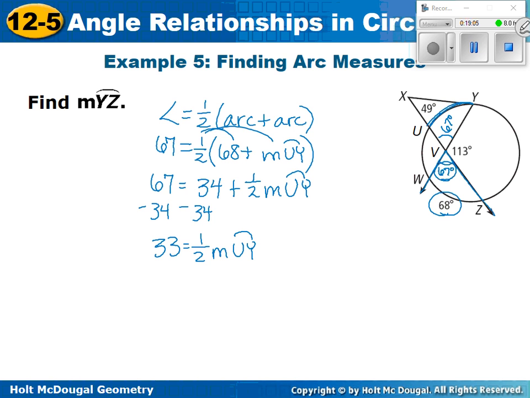And so then we need to multiply both sides by 2. So what's the measure of arc UY? 66 degrees. Are you guys with me? Okay, so Jonah found this arc right here, UY, to be 66 degrees. Right, Jonah? Okay, then what did you do?